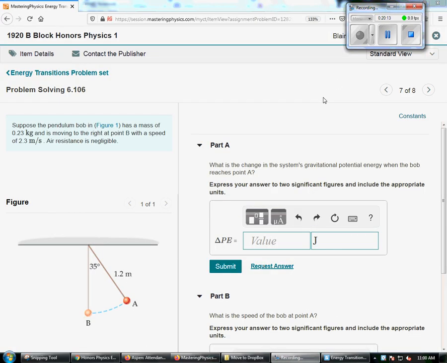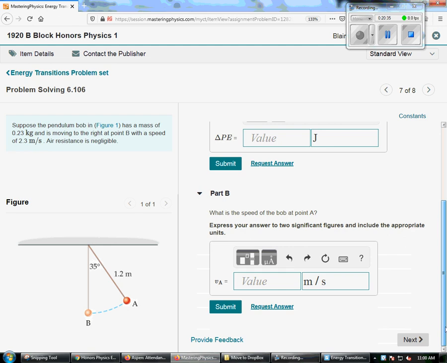All right, looking at number 7 here. We've got a pendulum named Bob. The mass of this is moving to the right at point B with this speed. The change in the gravitational potential energy when Bob reaches point A. What is the speed of Bob at point A?